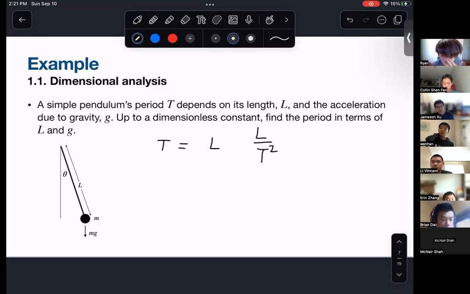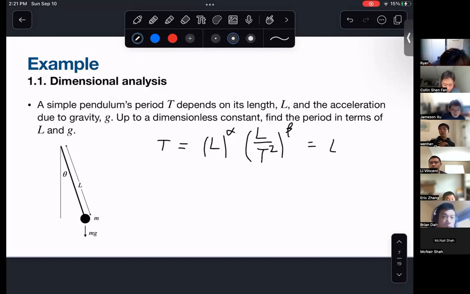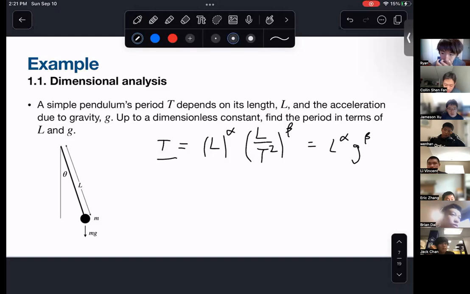We want to find the relationship between these, which means these two variables both have some kind of power associated with them that feed into the equation for our period. So let me define these powers as alpha and beta, which means if we find alpha and beta, our equation is just going to be L to the alpha times g to the beta. And then after doing that, we found the relationship between all the variables. But now we must notice that the dimensions on both sides have to be the same. Clearly, we have no dimensions of length on the left side. So essentially if we simplify this, we have L to the alpha plus beta over T to the 2 beta. Okay, and this has to equal T.